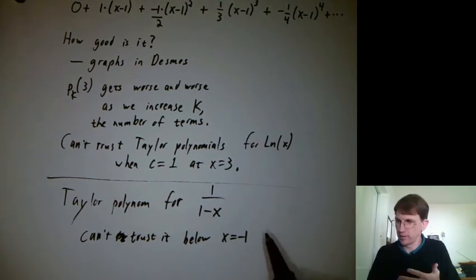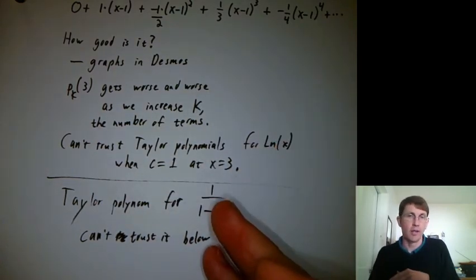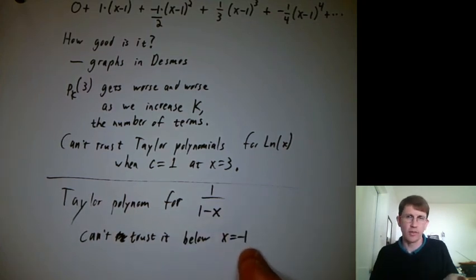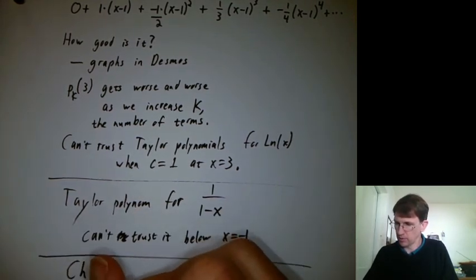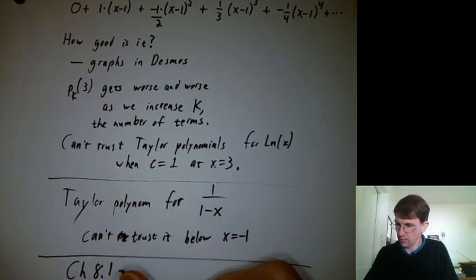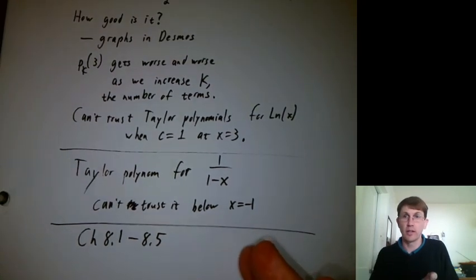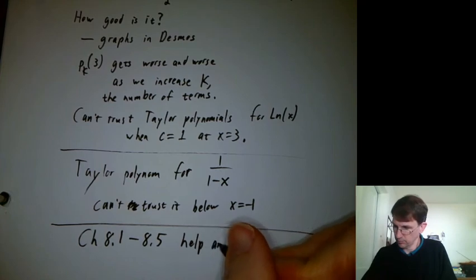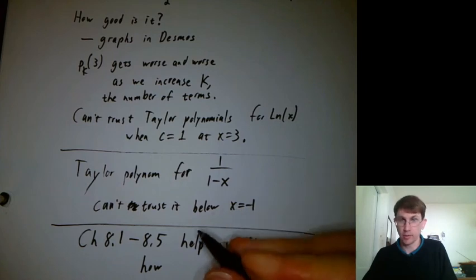And so this isn't just the fault of log. We might be willing to say, well, log is just different, but there appear to be other functions where you can trust the Taylor series polynomials in some places but not others. And so what are we going to do about it? Well, chapters 8.1 to 8.5 help answer where you can trust a Taylor polynomial and where you can't. Or you could say, how far can you trust a Taylor polynomial?